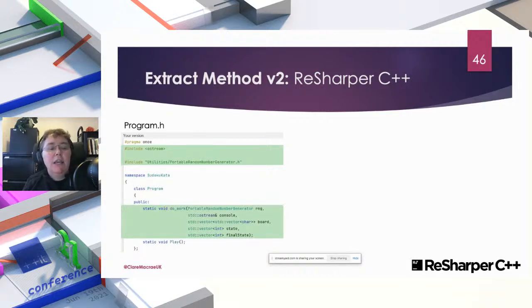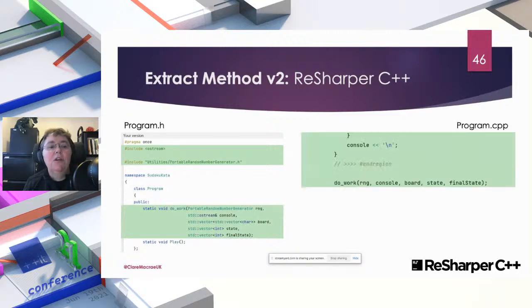And so I accepted that change. On the left-hand side, highlighted in green, are the additions that ReSharper C++ made to the program header. So it added some include lines and it added my new method, the declaration. And on the right-hand side is the change to the CPP file. And I'm showing you here the call to the new function. Now, it put the extracted method above the previous code.